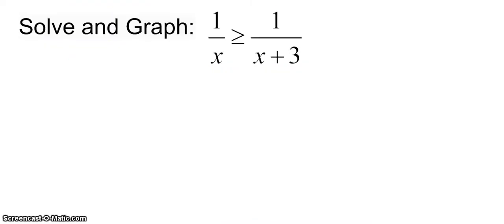Alright, I want you to try one on your own. So solve and graph 1 over x is greater than or equal to 1 over x plus 3. So follow the steps that we did on the last one. I'll give you a hint on this. It does not matter which side you bring everything over to. It's up to you. You should get the same answer either way. So pause the video, bring everything over to one side, simplify, find your critical values, create test intervals, test your test intervals, find your solutions. Graph, unpause when you're ready, check your work.